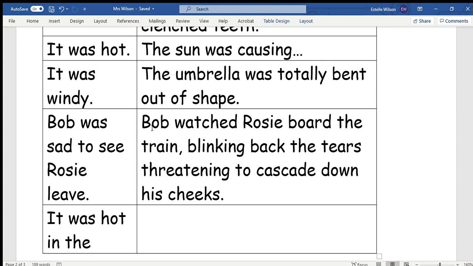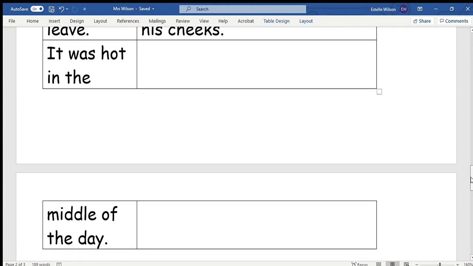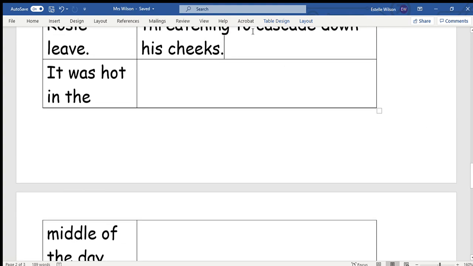So again, instead of just saying Bob was sad, we've shown this, we've implied this through the fact that he's trying to hold back the tears. He's trying not to cry as he's watching Rosie leave on the train. Okay, let's look at this one. Let's bring that down, it's a bit easier.